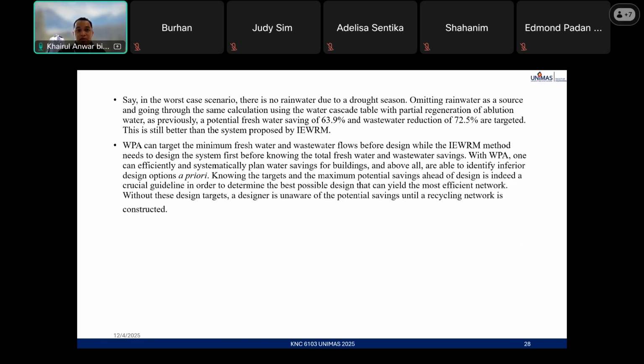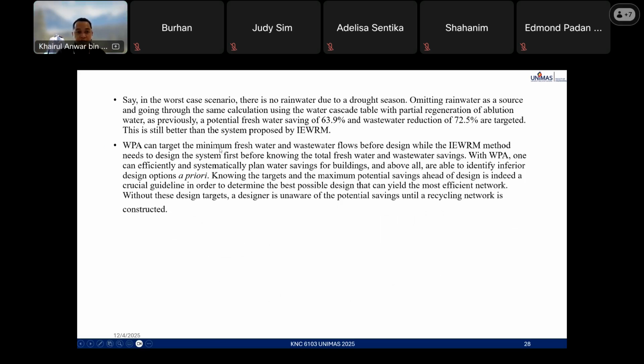So in the worst case, there is no rainwater due to drought season. We consider rainwater as a source, going through the circulation using the cascade level with partial regeneration of ablution water, with a freshwater saving of 60.9%. Still better than the IEWRM. Without the rainwater, it can still save up to 64% freshwater.